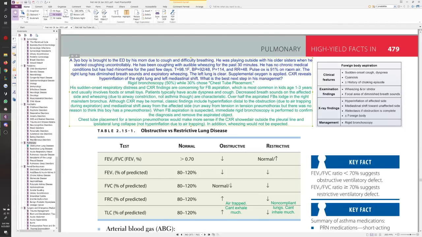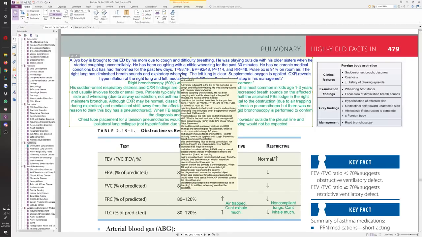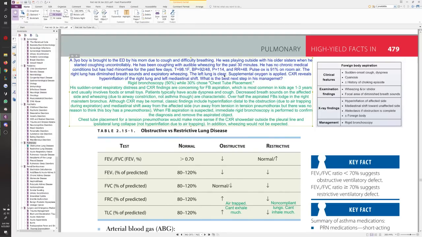Pulse ox is 91% on room air. The right lung has diminished breath sounds and expiratory wheezing, which is a giveaway for what's happening. The left lung is perfectly fine. Supplemental oxygen is applied. Chest X-ray reveals hyperinflation of the right lung and a left mediastinal shift. What is the best next step in this patient's management?